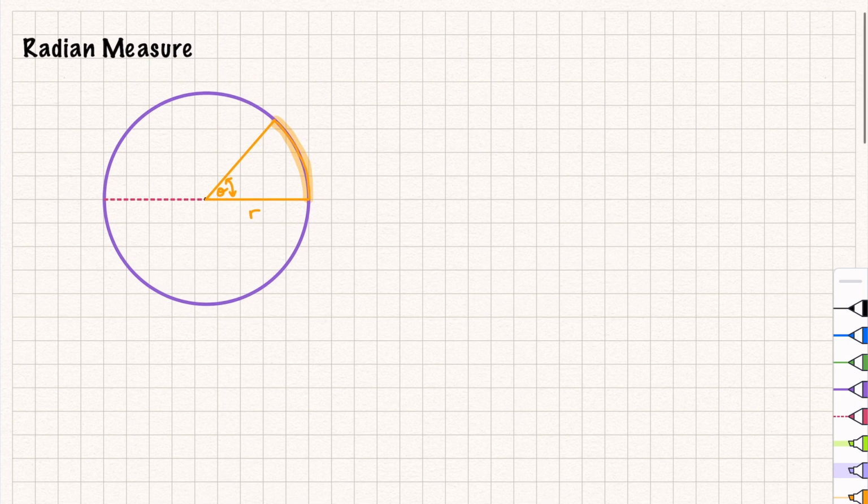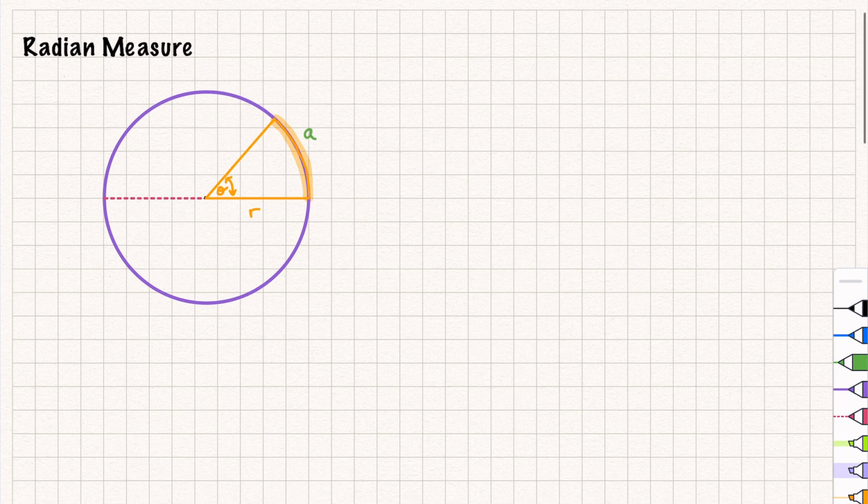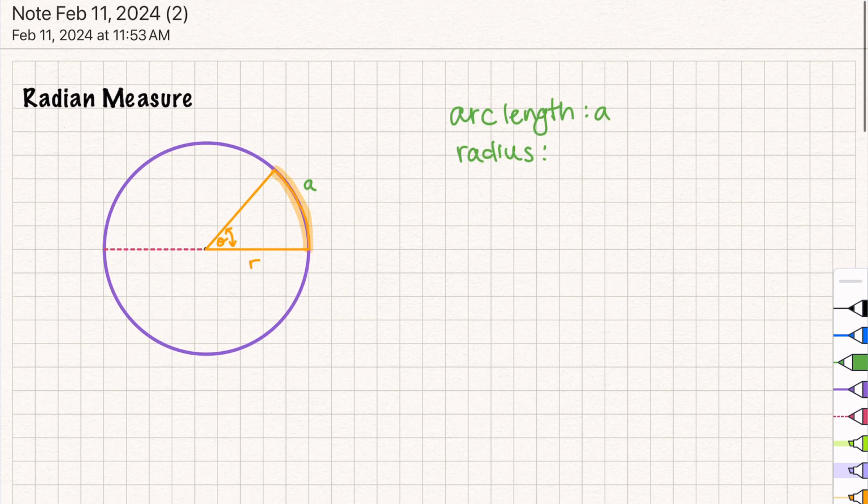So when we have the arc length, right here, which is essentially the radius. So if we were to take the radius here with a piece of string, and then take that piece of string and lay it on the outside of our circle, we would get this length here, which is the arc length. So this is the arc length defined by A, and then the radius is defined by R.